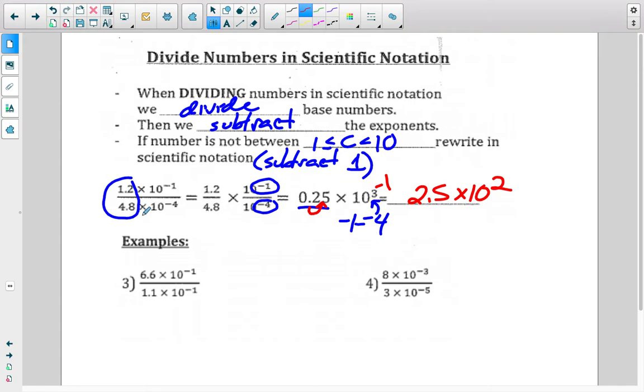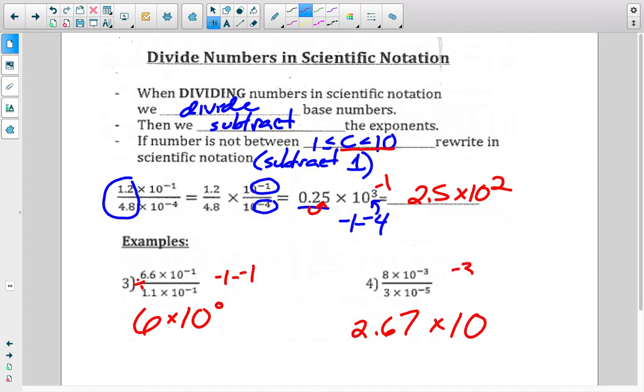Let's try that out here. So when we divide these numbers, we get 6 times 10 to the -1 minus -1, which is 0. And this number is between the values that it should be, so we're good. Let's divide here. We get 2.67 times 10 to the power of, take -3 minus -5, you get 2. So that's our new exponent. And this number is an appropriate number to have out in front, so we don't have to do any modifying there.